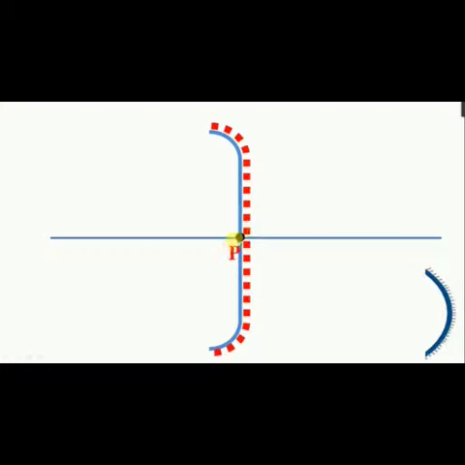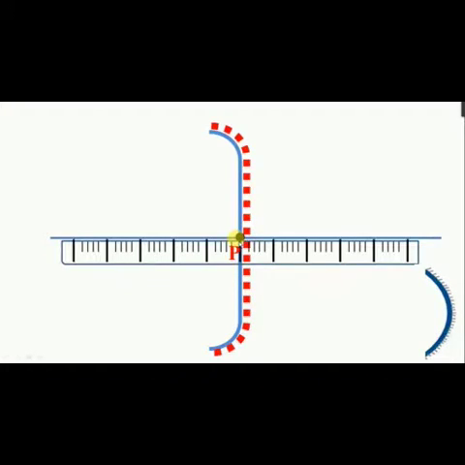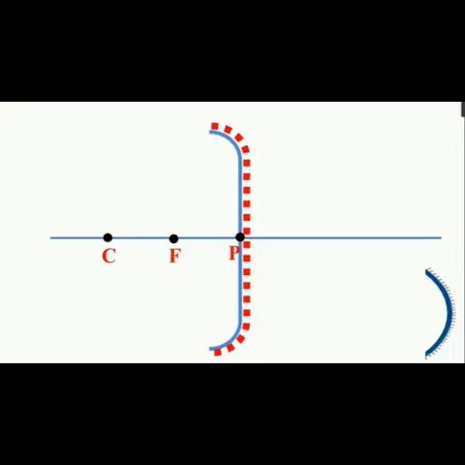I'll draw a pole out here. Now I'll put one scale. I'll draw another dot and that will be the focus, and at an equal distance I'll draw another dot and that will be our center of curvature. So this is how we draw a concave mirror. Now let's talk about the rules.